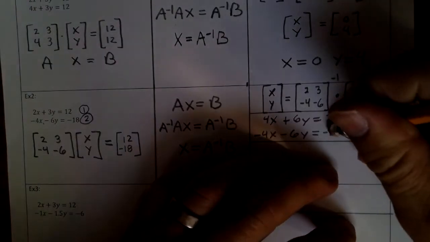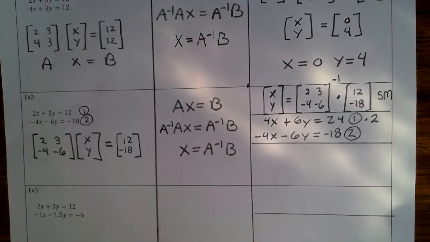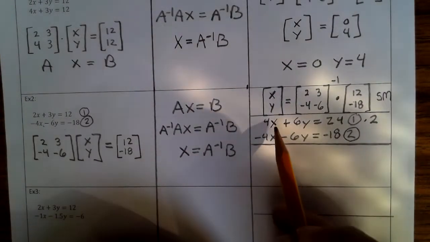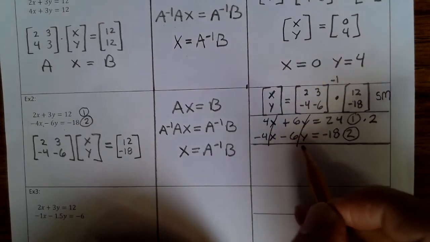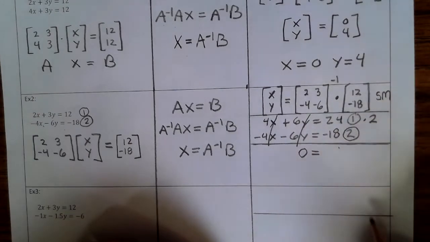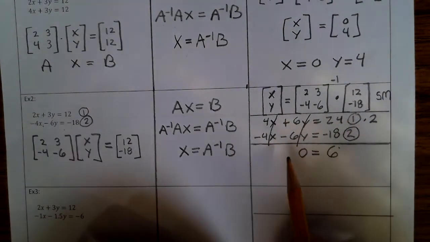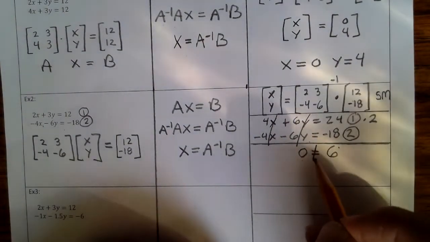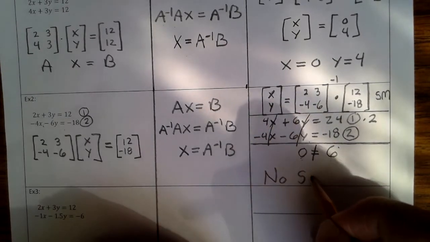Okay, that's an 18. Somehow my 8 didn't come out very nice looking, so let's fix that. Now let's eliminate. 4x minus 4x is 0, that cancels. 6y minus 6y is 0, that cancels. So we have 0 equals 24 minus 18, which is 6. Whenever both variables are eliminated and you're left with a false statement, and 0 will never equal 6, we're left with no solution.